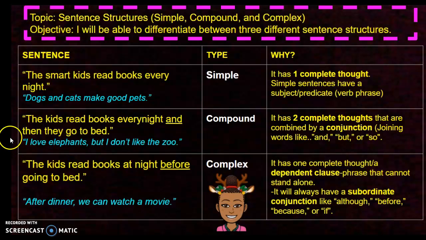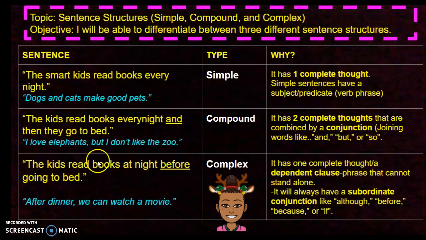And so you can see that the kids read books every night and then they go to bed, okay? So there's two complete thoughts there. The kids read books every night. That can stand alone by itself. Then they go to bed. That particular piece of the sentence can stand alone as well. Okay, so those would be two complete thoughts that are now joined by this conjunction.